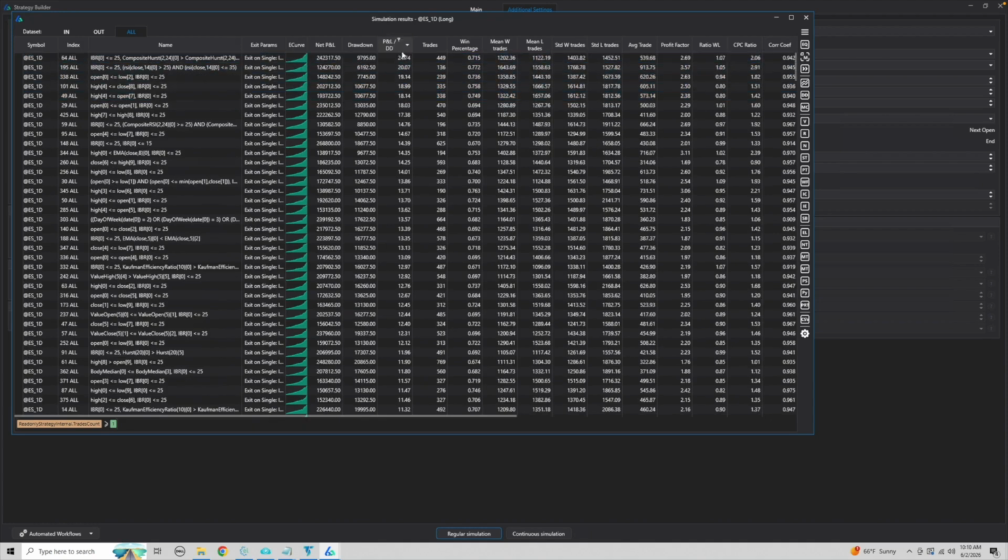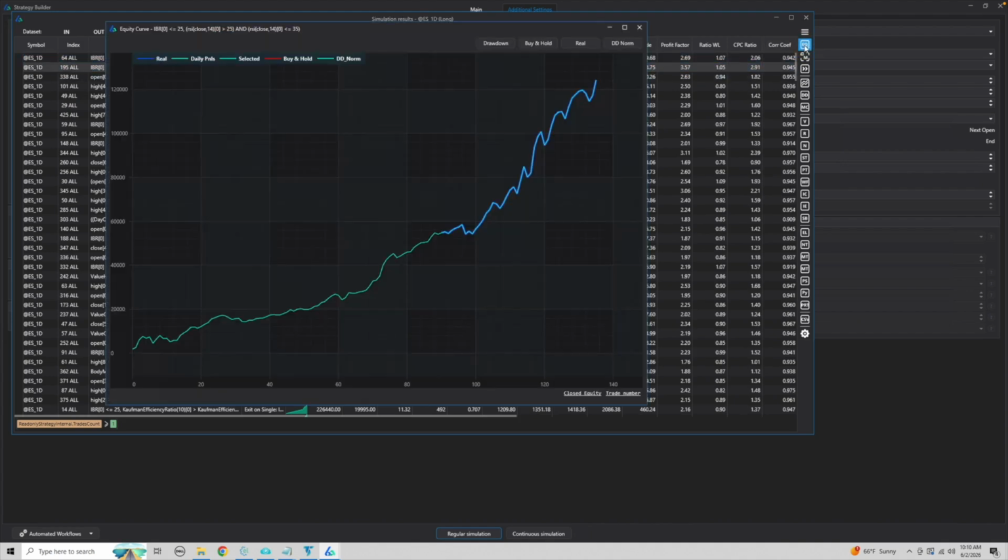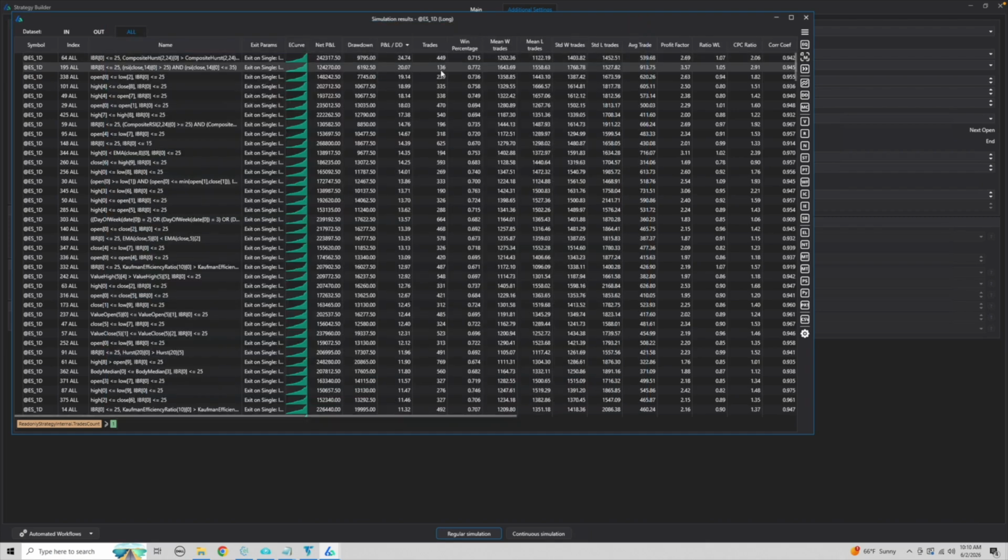We can see some of these up here. Some of these are $240,000 in profit. Here's one that's 124. Let's take a look at this second one. Here is the equity curve. Looks pretty good. A little light maybe on the number of trades at 136.